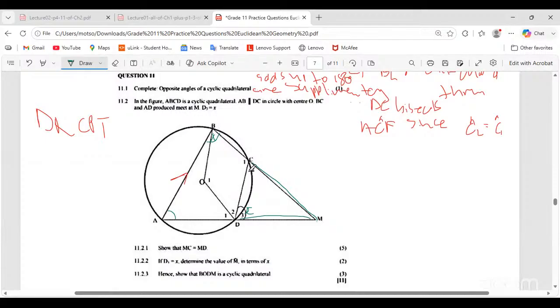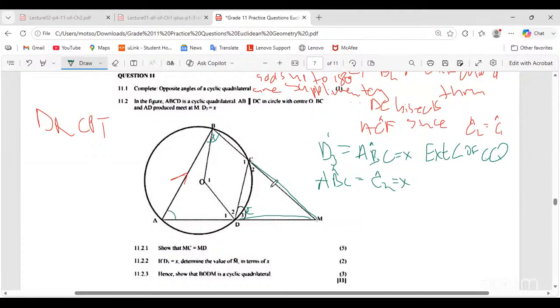Oh, beautiful. From there, we take it here. So the first thing that you will do, you will say that D3 is equal to angle ABC. That angle ABC at B, they are both equal to x, reason: exterior angle of a cyclic quad is equal to the interior opposite angle of this cyclic quad. Now, this angle is equal to this angle. Angle ABC there at B is equal to angle C2. They're both equal to x.